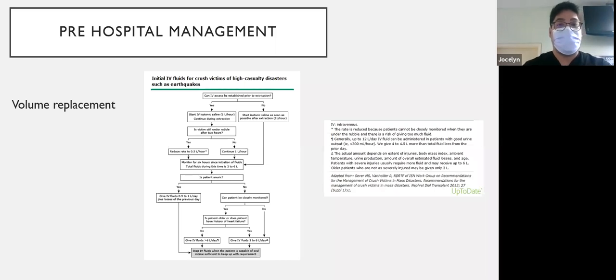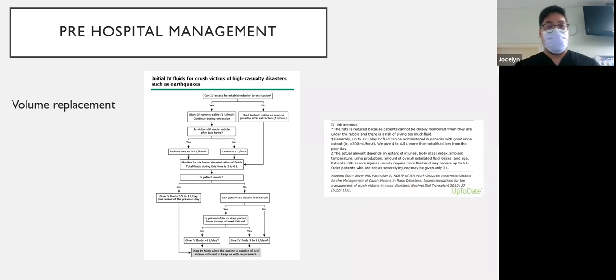So next, we go down the box. Is the victim still under rubble after 2 hours? Yes. So we reduce it to 0.5 liter per hour. Why do we want to reduce it to 0.5 liter per hour? Because we have already given too much, and I'm afraid there will be overload. That's why I'm worried.